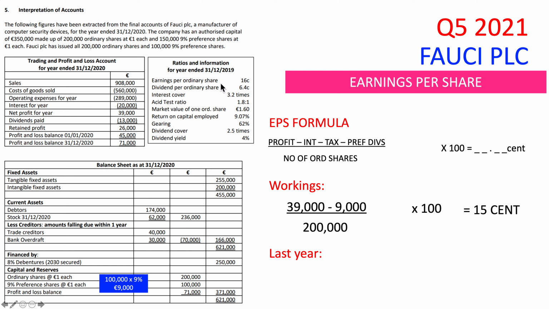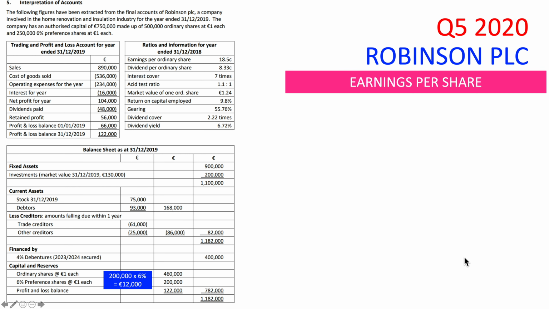Now we look at last year, earnings per share, we got 16. So that is definitely an improvement, or sorry, it's not an improvement, it's decreased slightly. So last year was 16, this year is 15, so that is a negative trend. Okay, because we want it to be higher than last year. Right, 2020. So let's take a look.